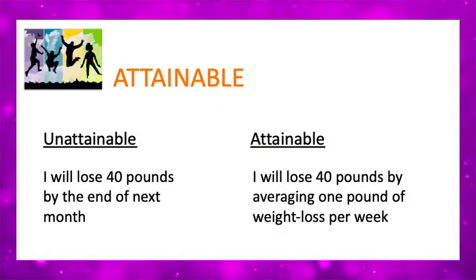A is for attainable. Attainable simply means that you need to set goals that can actually be met. If you want to lose 40 pounds of excess weight, it is unrealistic to expect to lose it within a month. A better and more attainable goal is to average 1 pound of weight loss per week until you have successfully lost all 40 pounds. Adding an explanation of losing 1 pound per week makes this an attainable goal.